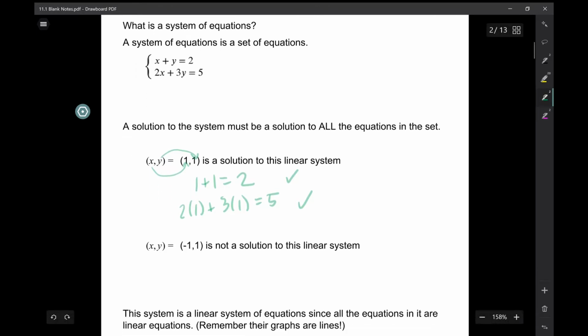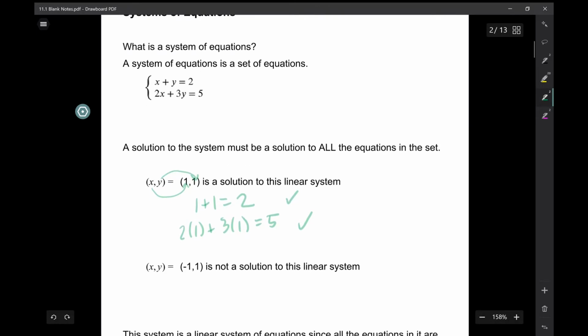Sometimes it's helpful to look at what isn't a solution. (-1, 1) is not a solution, because this time we're going to plug negative 1 in for x and positive 1 in for y. Negative 1 plus 1 is not equal to 2, right? That's 0. 0 is not 2. We don't even need to check the second one. It's not a solution to this linear system because it has to solve all the equations.